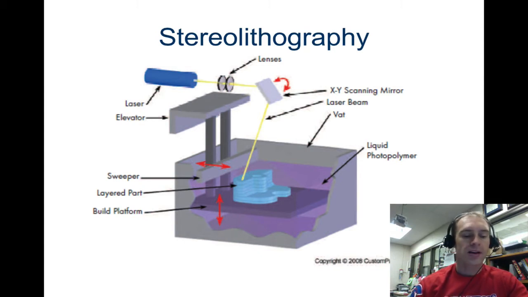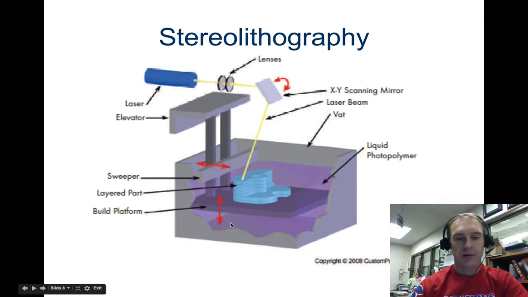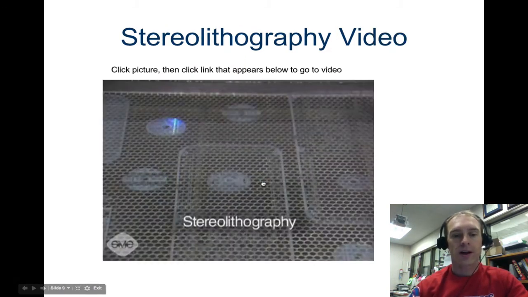The first layer is lowered, so this vat down here drops down a little bit further, and then the light comes and solidifies some more polymer. It drops further, and so on and so on. That model process is completed, and then it's cured in an oven. So here's an example of how that works.